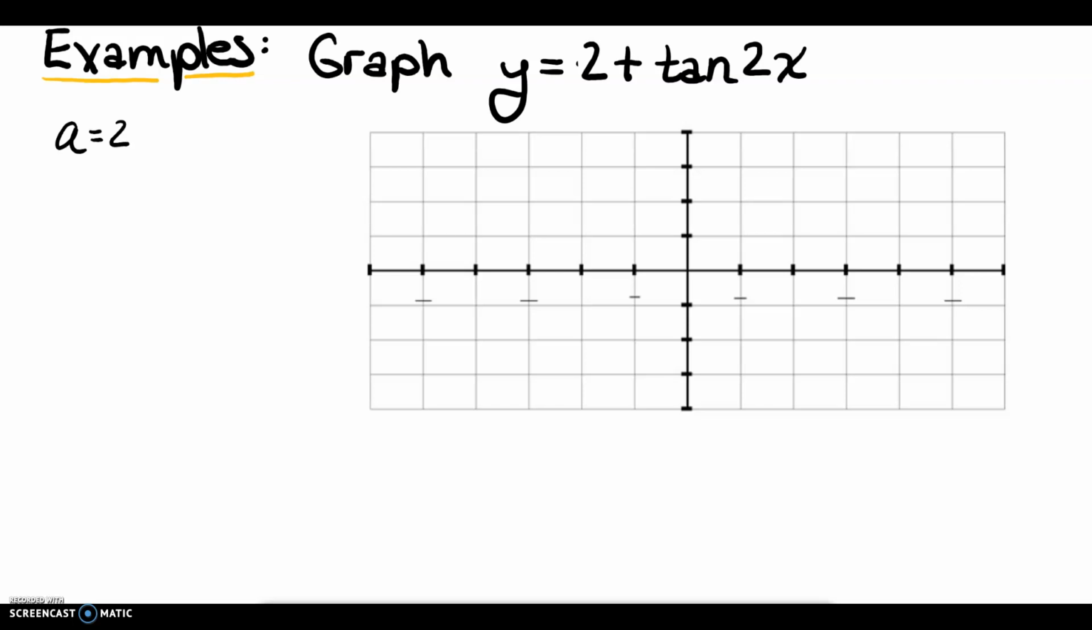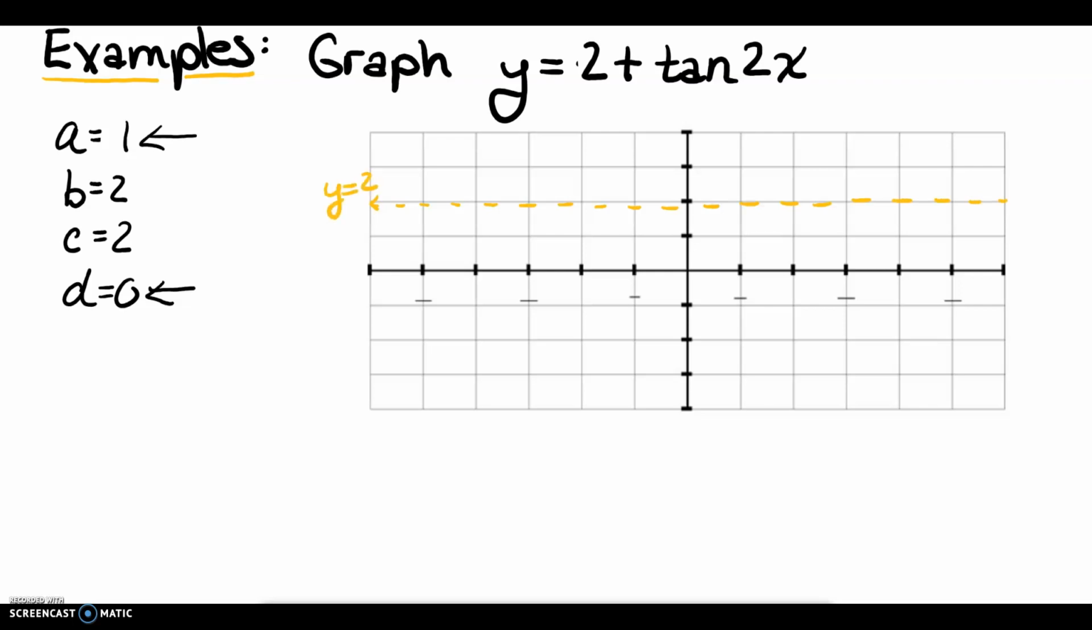All right, so A, B, and C. A is going to be 2. A is not 2. A is 1. A is the number in front of your tangent. B is 2. C is 2. And D is 0. So we have no stretch or compress, and we have no horizontal shift. All right, so let's go ahead and plot our vertical shift. We have a vertical shift at 2, y equals 2.